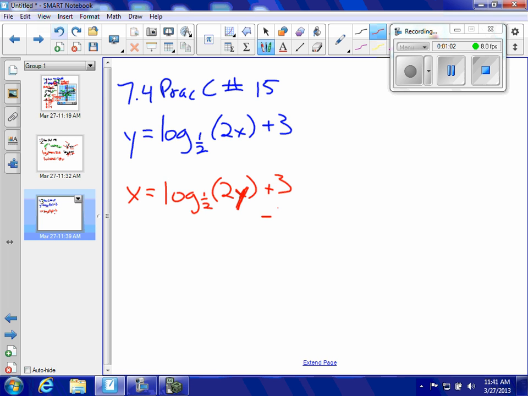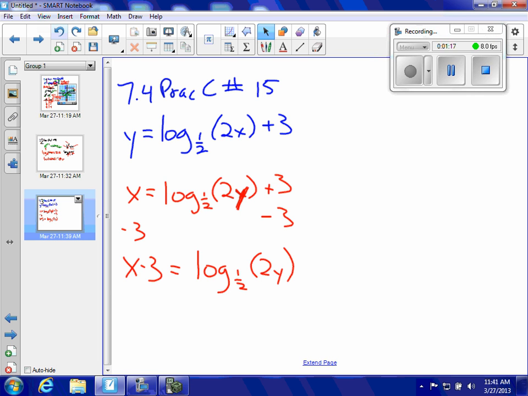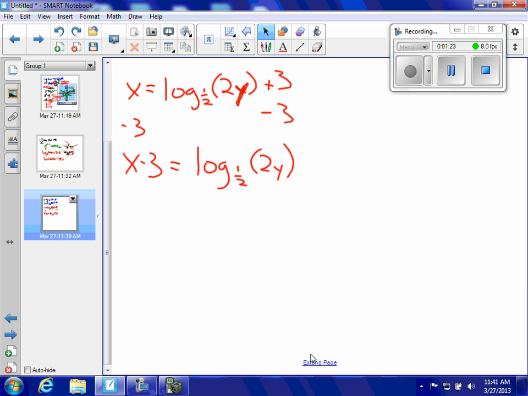So I'm going to subtract 3 from both sides, and I have x minus 3 is equal to log base 1/2 of 2y. Well, my 2y, my y, which is a variable I'm solving for here to find the inverse, is trapped within this logarithmic function, and I need to free it.